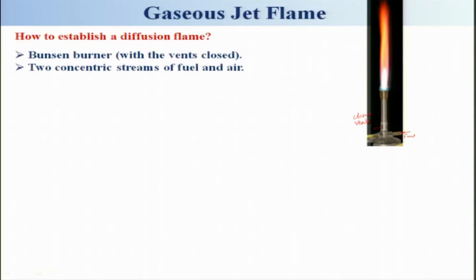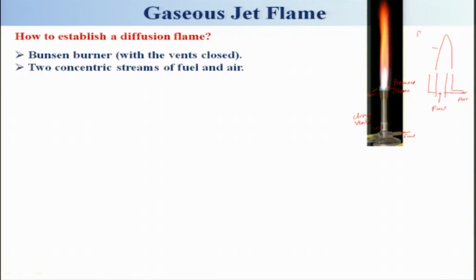And keep in mind that although this is a diffusion flame, this portion is basically a premixed flame. You can observe that there is a little bit of premixing because of the ambient air moving in and mixing with the fuel. So that will be a premixed flame; the rest is a diffusion flame. Besides this, you can also have two concentric tubes. One, let us say, is your fuel, and there is another tube which carries air, and I can have a flame.